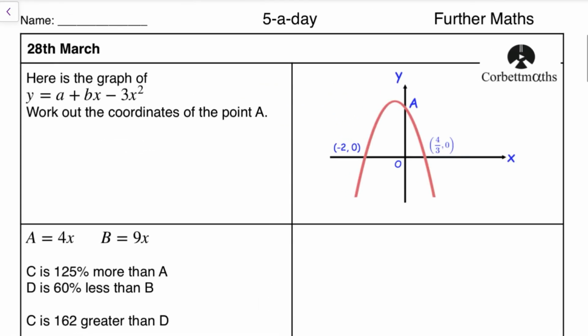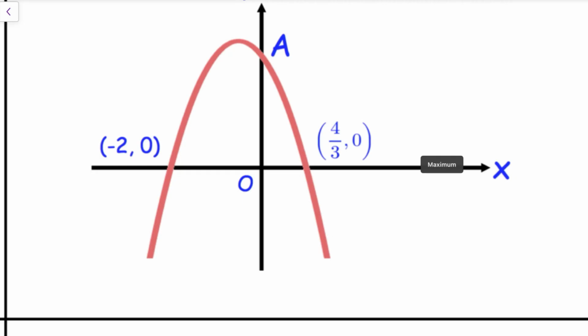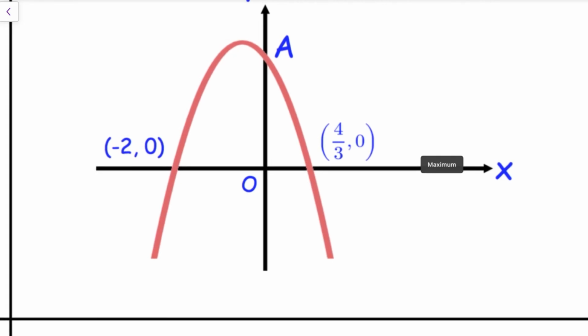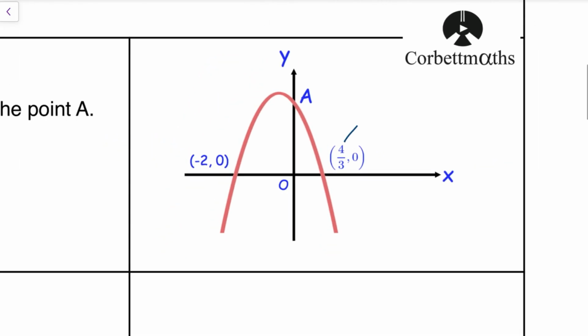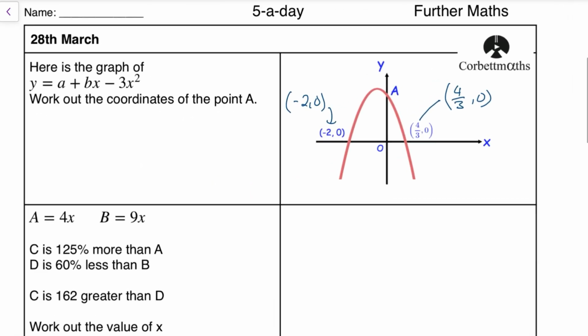What do we have here? So here's a graph, and it asks me to work out the coordinates of the point A. Now, let me just zoom in. Okay, that is indeed a number. So that's 4 over 3 and minus 2. What I'm going to do is write 4 over 3, 0, and minus 2, 0, so I don't make a silly error when I'm trying to copy it badly. Here's a graph: work out the coordinates of A and B.